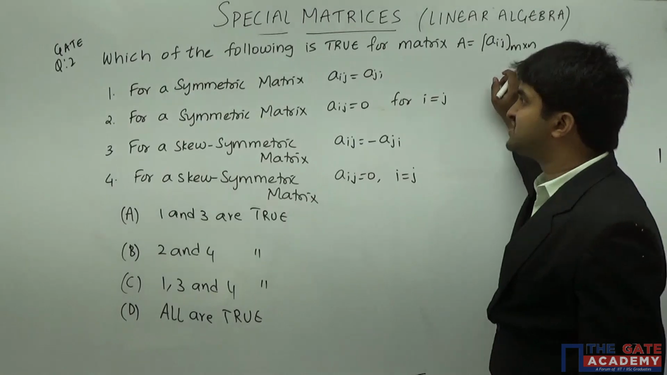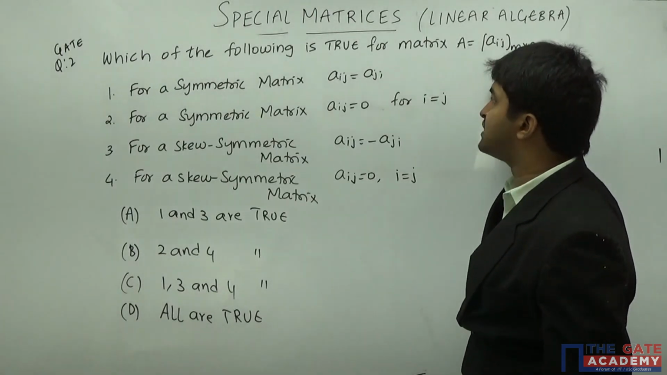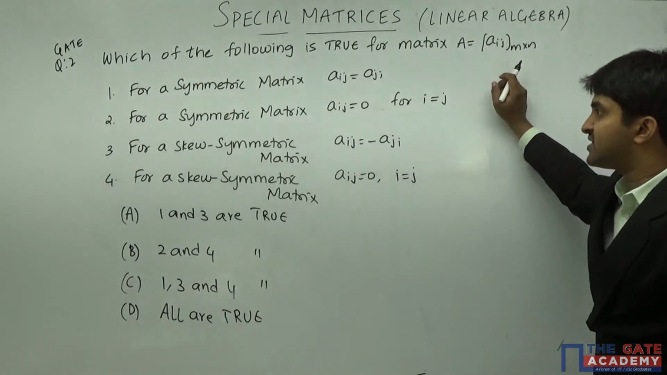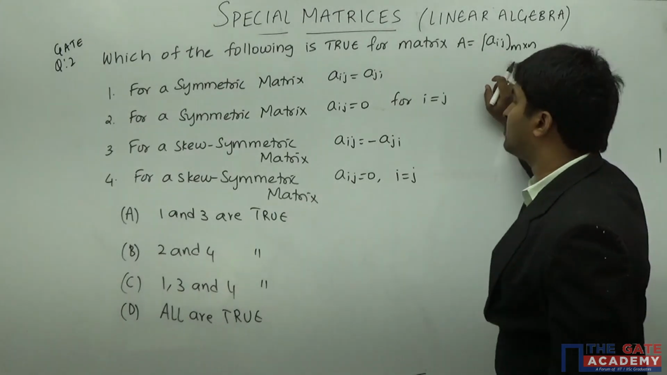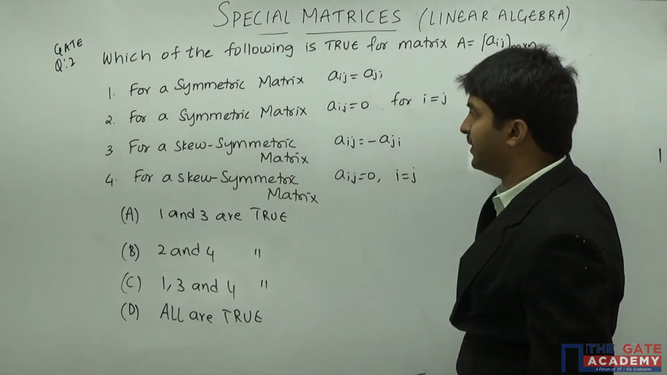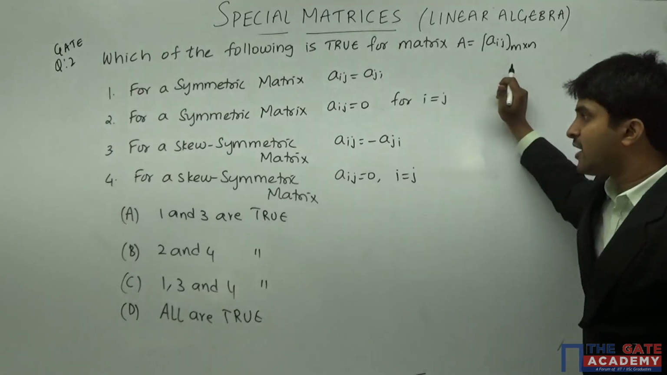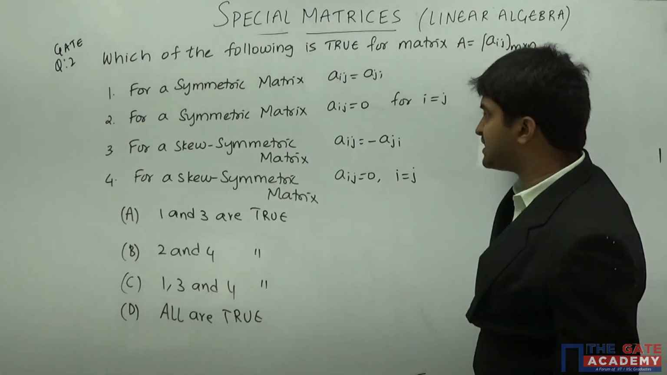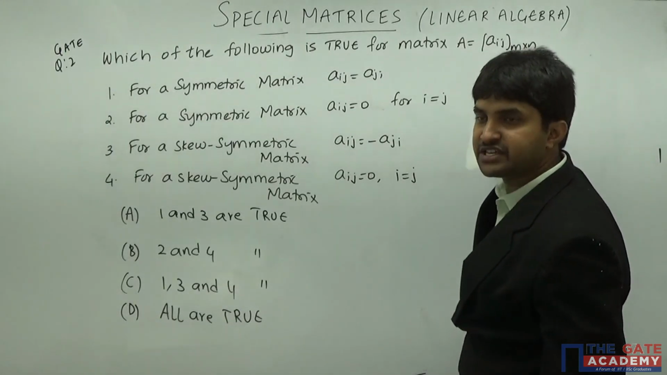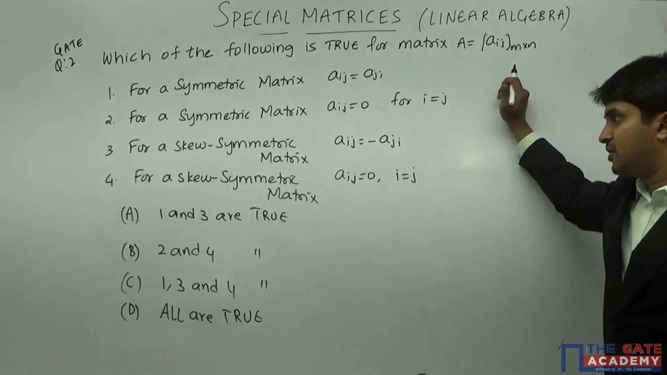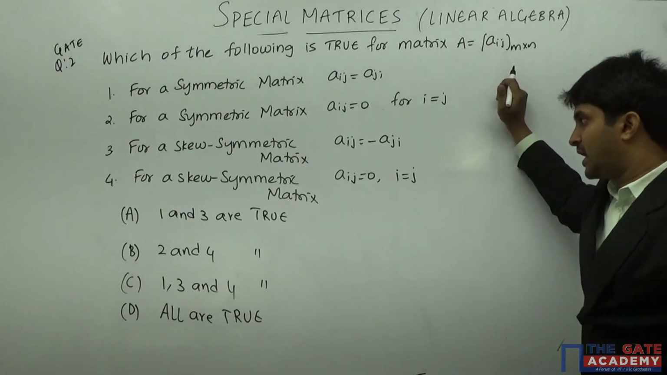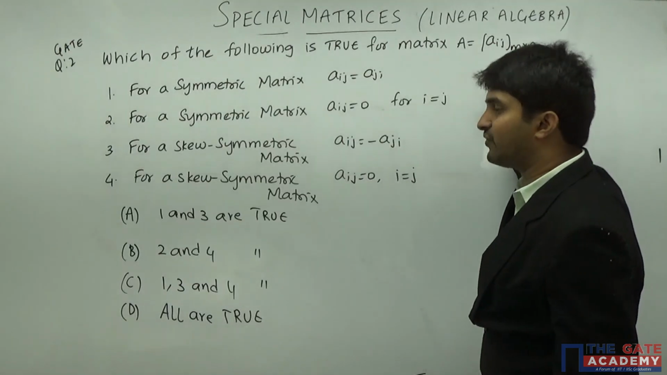First statement is that for a symmetric matrix Aij is equal to Aji. For a symmetric matrix Aij is equal to 0 for i is equal to j. This is the second statement. The third statement is for a skew symmetric matrix Aij is equal to minus Aji. The last one is that for a skew symmetric matrix Aij is equal to 0 for i is equal to j.